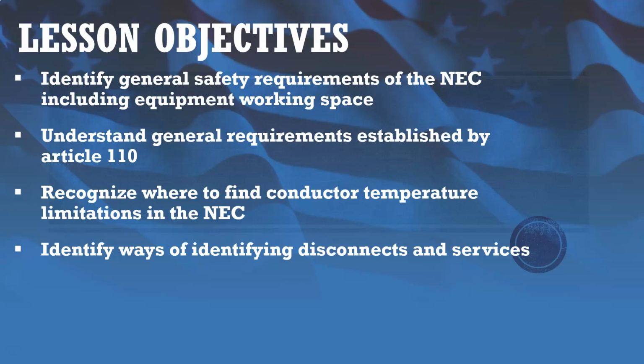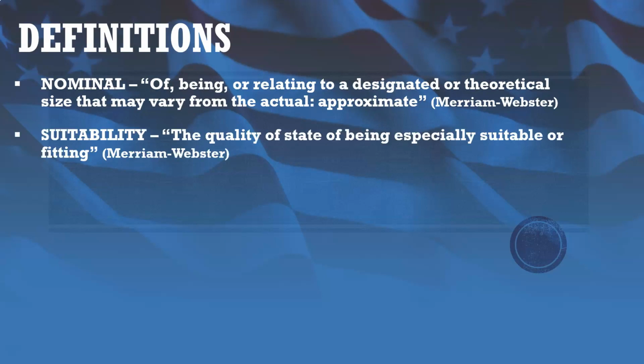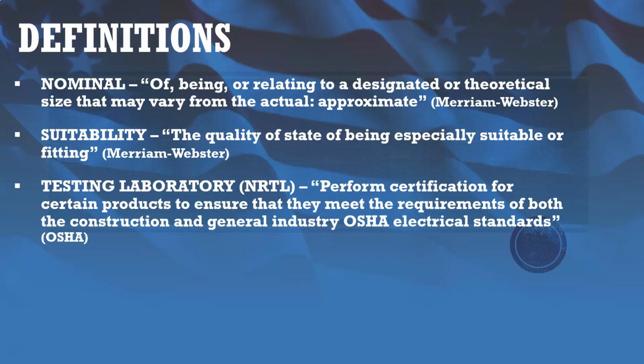We're going to be bouncing back and forth just a little bit, but essentially what this lecture boils down to is we're going to be talking about different general requirements for equipment and also conductors. That's a really good way to think about how this lecture is going to be structured. Our definitions: we're looking at nominal, which I would essentially boil down to being normal, suitability, kind of self-explanatory, and a testing laboratory, or a NRTL. We're going to be talking a lot about requirements of third-party testing for equipment, primarily equipment. When we do, we're talking about a NRTL.